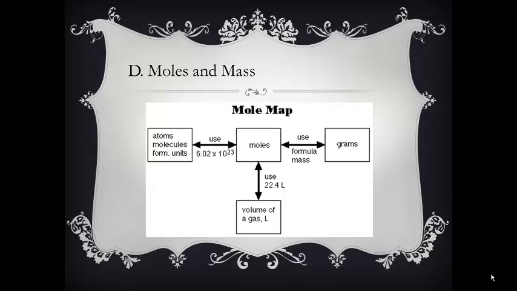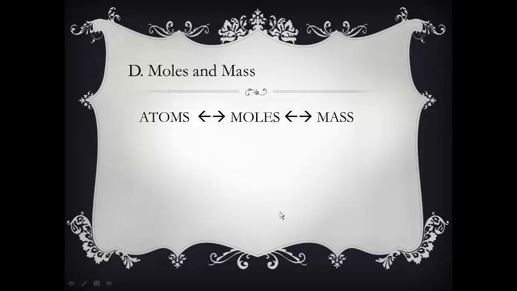So, quick flowchart of the mole. Remember, you'll get a diagram like this in class, but a little more fun. Everything goes to the mole. If you have something small, like atoms, particles, or formula units, you would use Avogadro's number, like here. If you have mass, grams, you would use their molar mass. And if you have a gas, you would use STP, which we'll get to later.